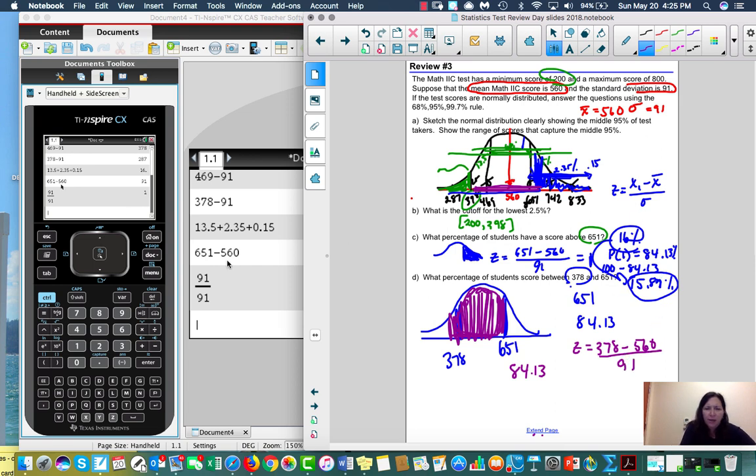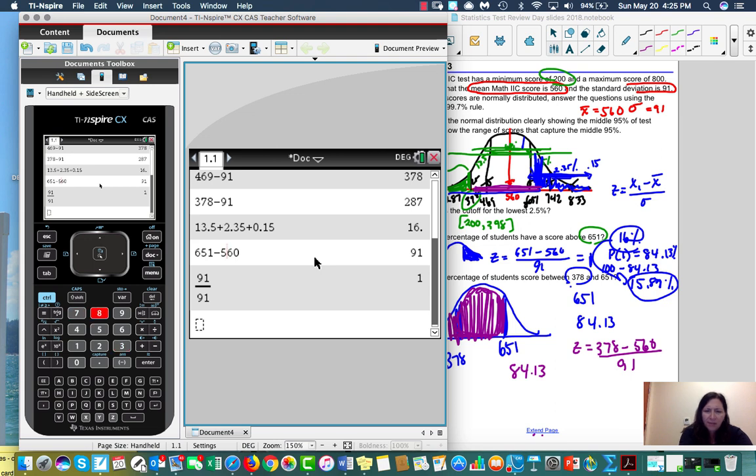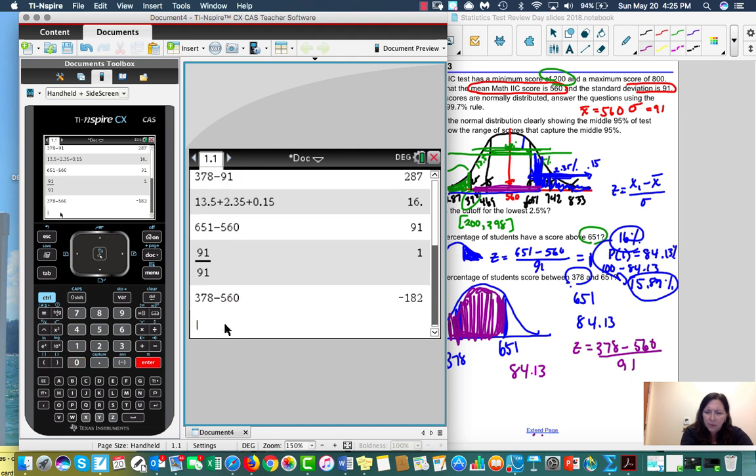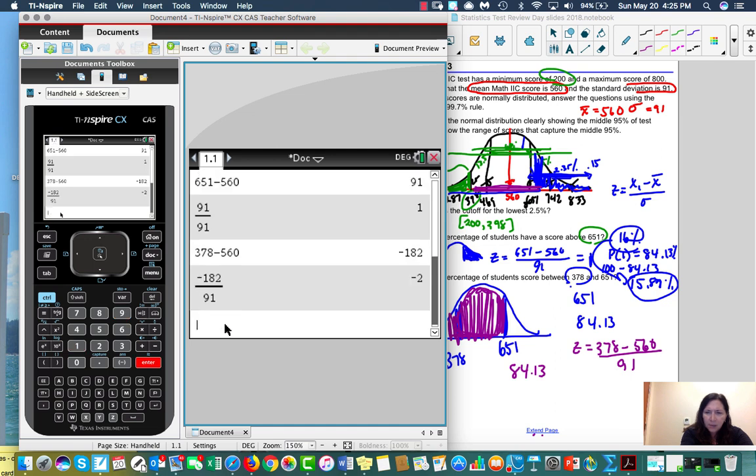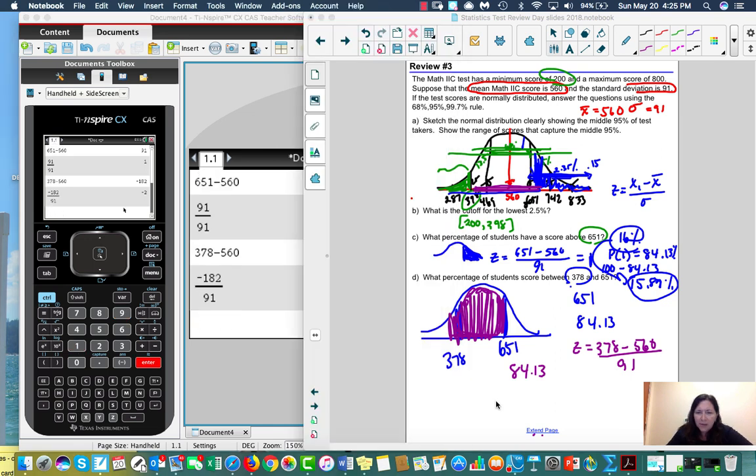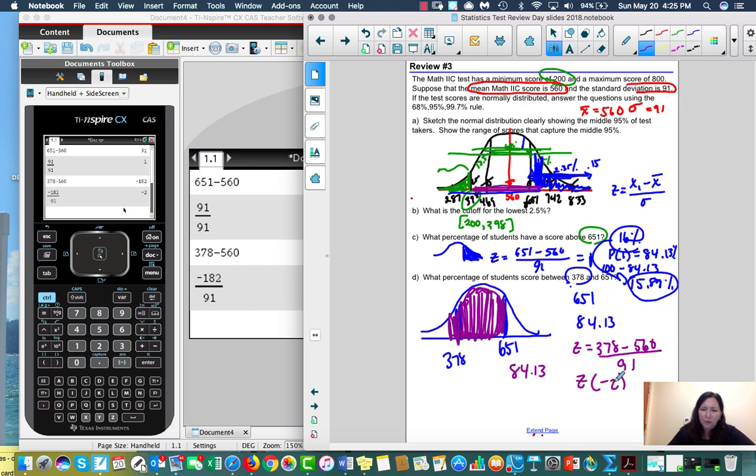Okay, so we're going to go back over here. We're going to go 378 minus 560 is equal to, and divided by 91 is -2. Okay, so what that's telling me is this is equal to -2. But we already knew that, P of -2. We knew that because if this is 378, 1, 2, we already know that that's 2 standard deviations away. We talked about that earlier.